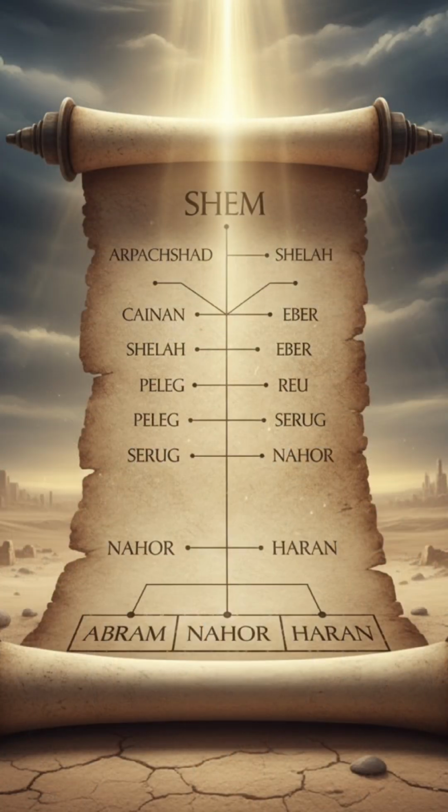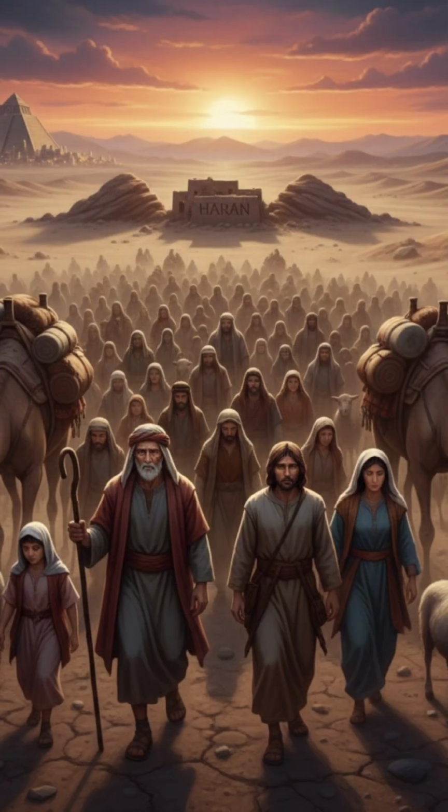Genealogy of Shem to Abram. This chapter provides a detailed, linear genealogy from Shem, the son of Noah, through Arpachshad to Terah, the father of Abram, Nahor, and Haran. The journey of Terah and Abram. Terah takes his family, including his son Abram and daughter-in-law Sarai, from Ur of the Chaldeans towards Canaan, but they settle in Haran. This chapter acts as a bridge between the early stories of humanity and the beginning of the patriarchal narrative in Genesis 12.